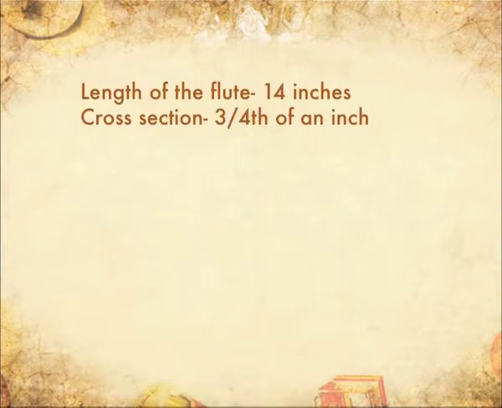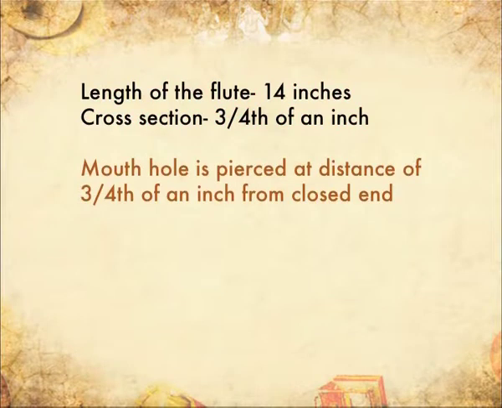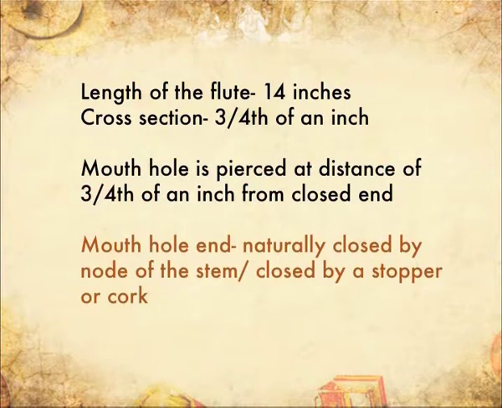The length of the flute is 14 inches. The cross section of the tube may be 3/4 of an inch. The mouth hole is pierced at a distance of 3/4 of an inch from the closed end. The mouth hole end may be naturally closed by the node of the stem, or it can be closed by a stopper or a cork.